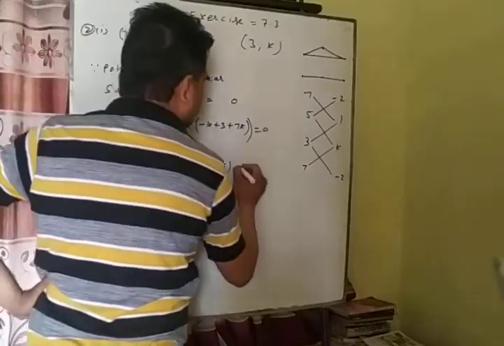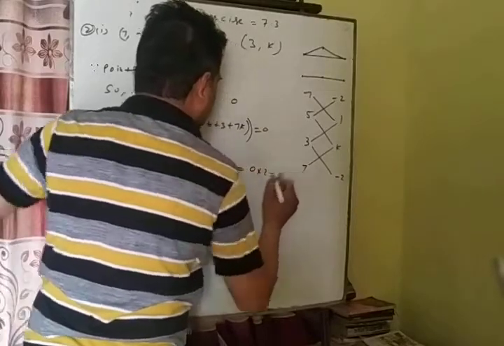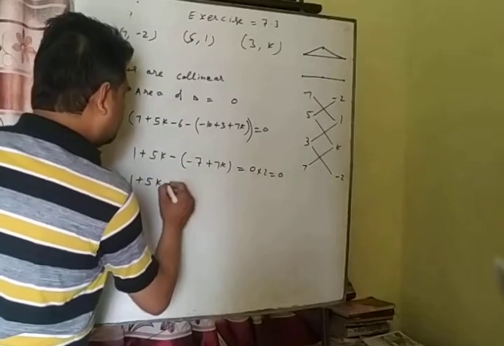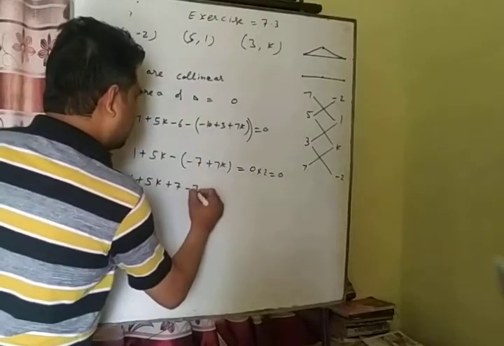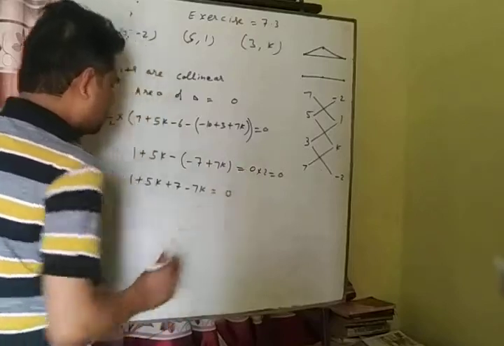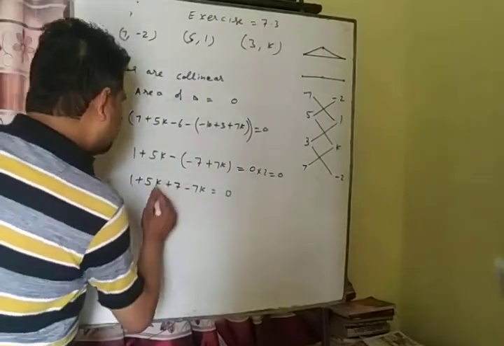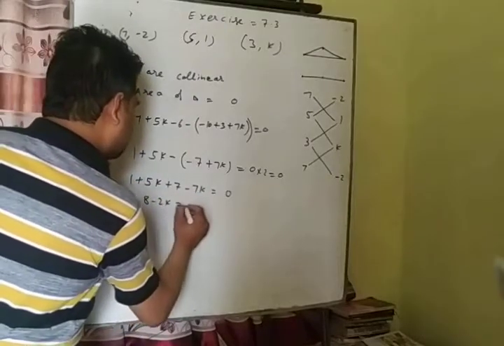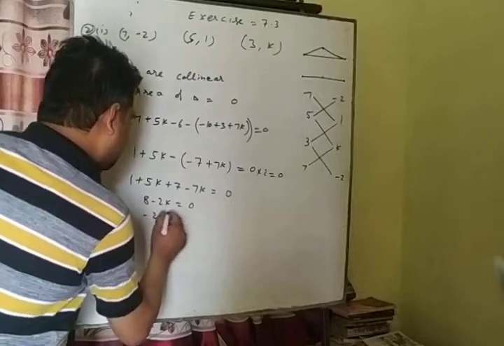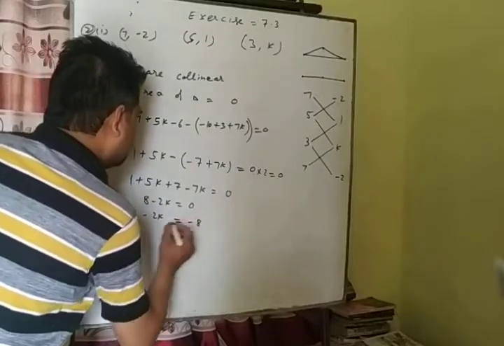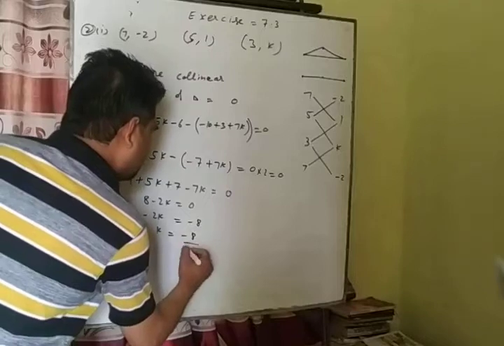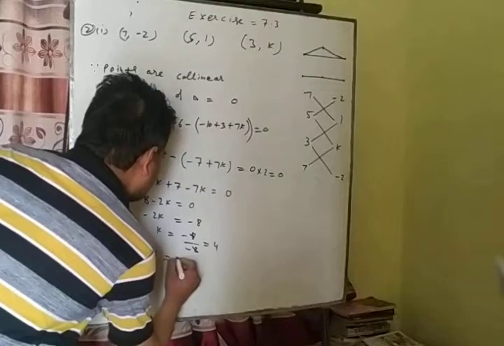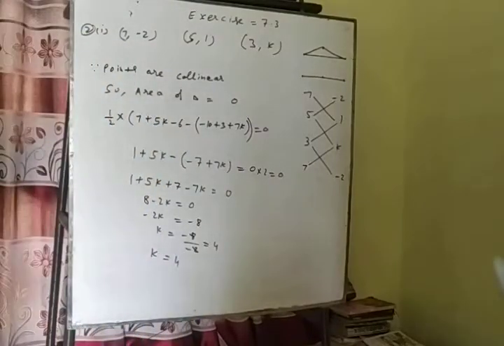2 multiply with 0, cross multiply, is 0. Now 1 plus 5k, minus, change the sign, plus 7 minus 7k equal to 0. Now 7 plus 1 is 8, 5k minus 7k is -2k, equal to 0. Minus 2k, move 8 to this side, minus 8. k equals -8 upon -2, cross, 4. Value of k is 4. If points are collinear, then the value of k is 4.